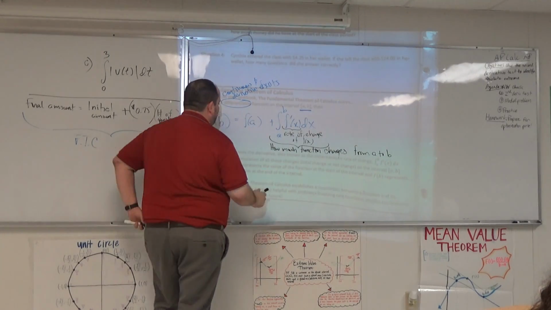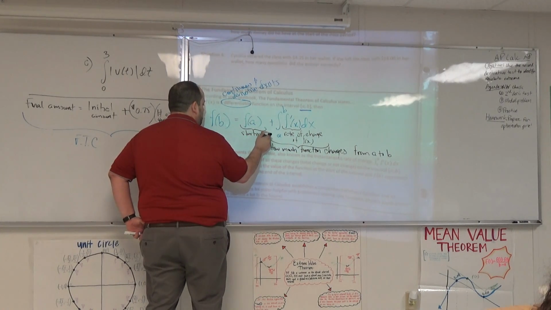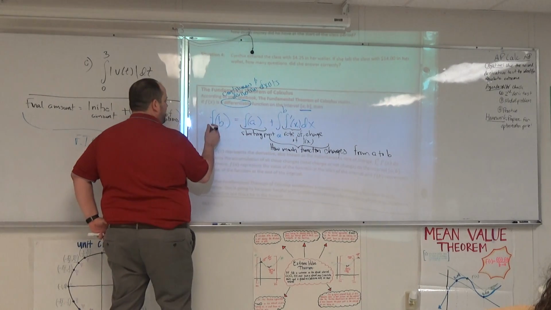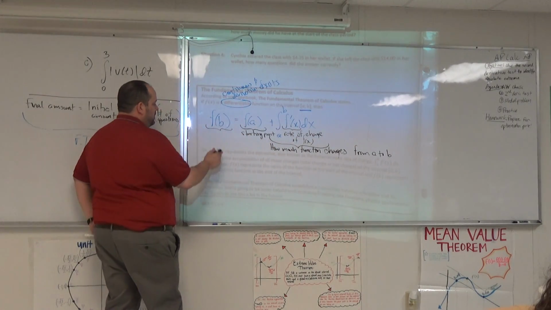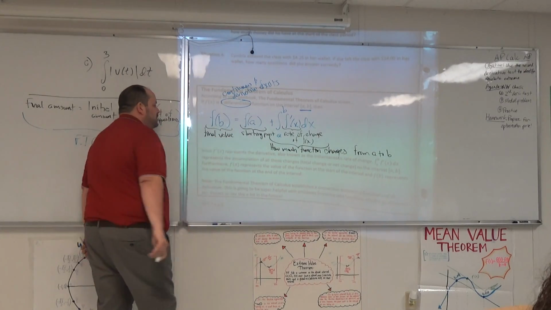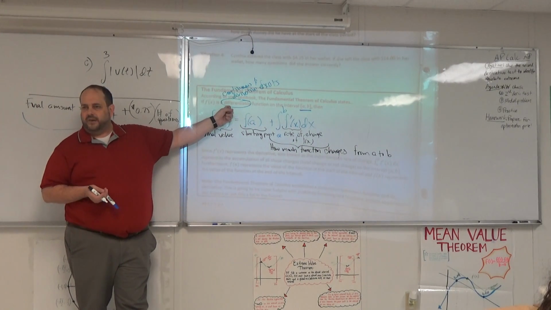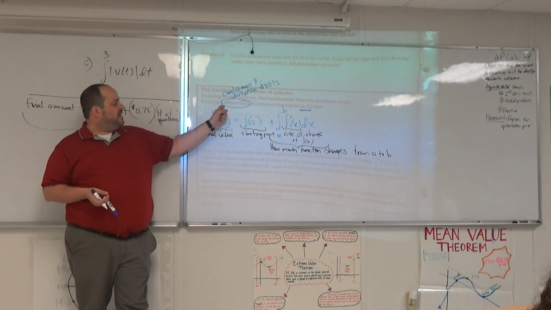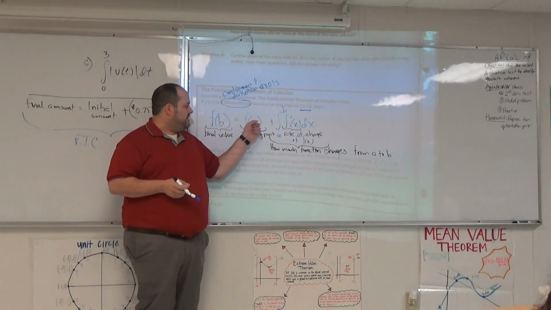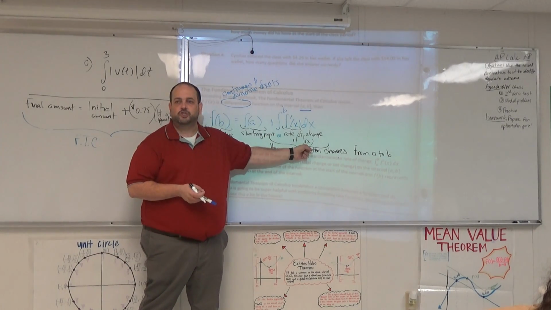Well, f of A is your starting point, or maybe you want to call it the initial value. F of B is your final value. It's your ending point. So what the fundamental theorem of calculus says is that for a differentiable function on the interval AB, the value of that function at the end is equal to the value of the function at the beginning plus how much the function changed on that interval.